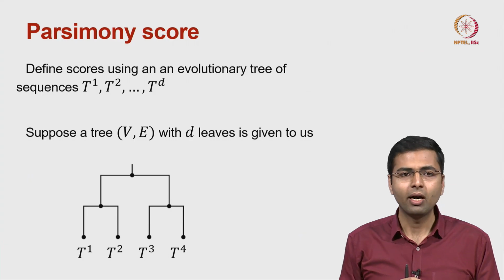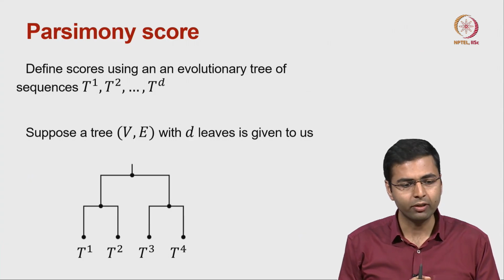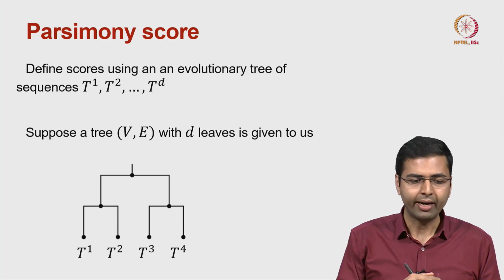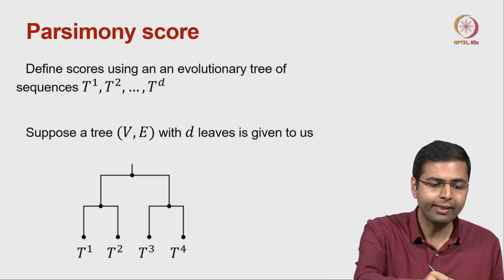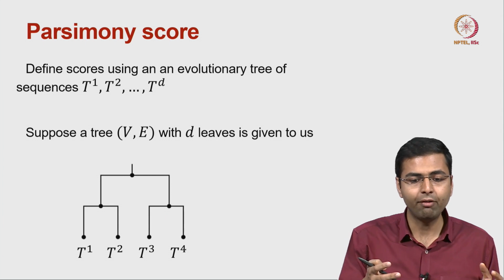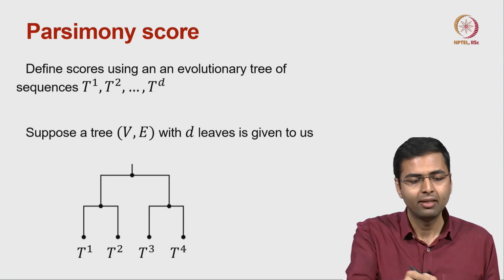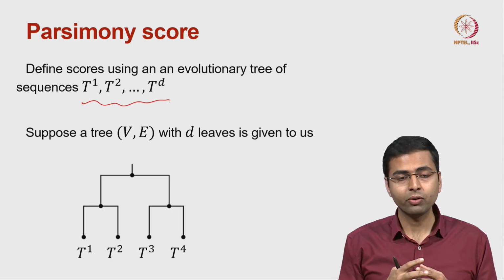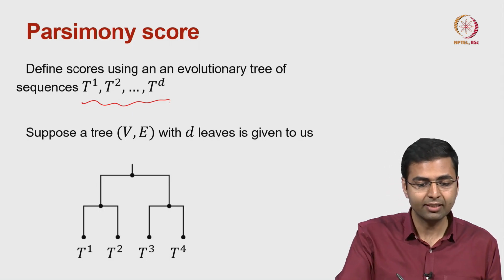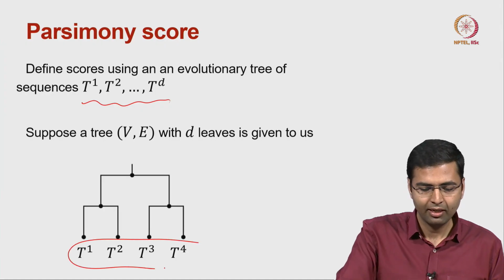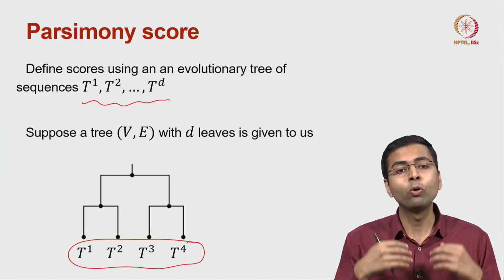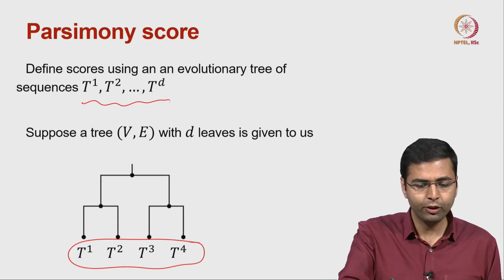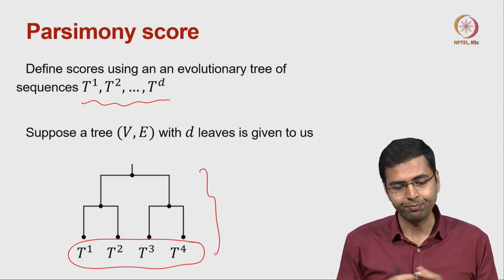This brings us to another scoring scheme, which is known as the parsimony score. Here, again, we will define the score of our alignment based on the evolutionary tree of the sequences that are given to us. So, let us say that we are also given a tree which has D leaves, and this information is already known to us. Now the question is, how do we use this tree to improve the scoring scheme?